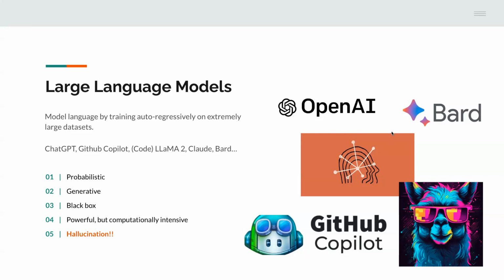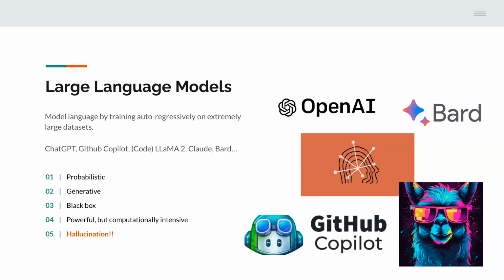You might have heard of some or all of these large language models. ChatGPT obviously is the most famous, but you might have used Copilot for coding. You might have heard of some of the open source models like Llama and Claude, and there are also other companies who are trying to play catch up in the large language model playfield. And here are a few of the characteristics of large language models.